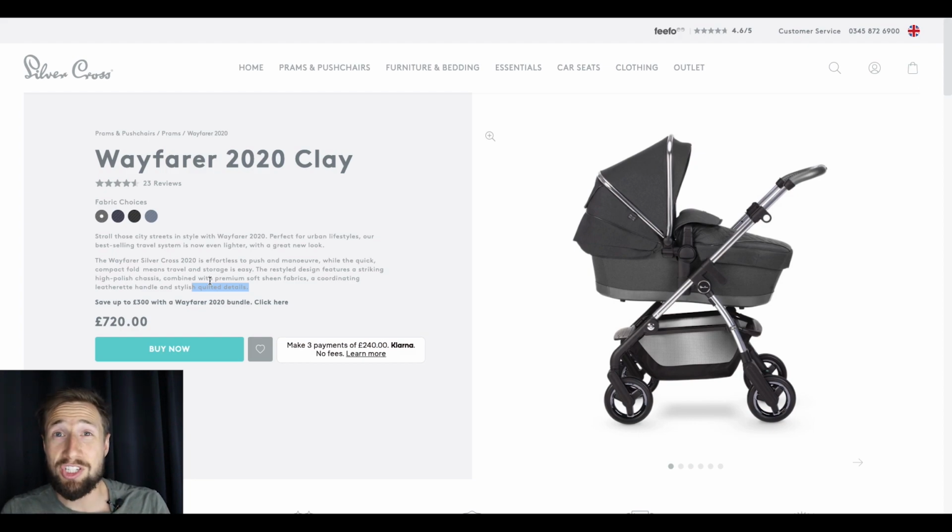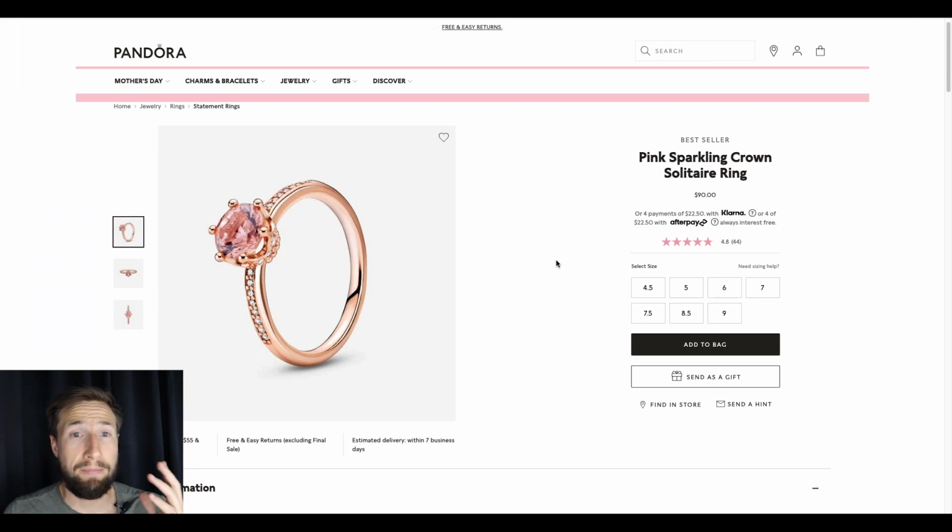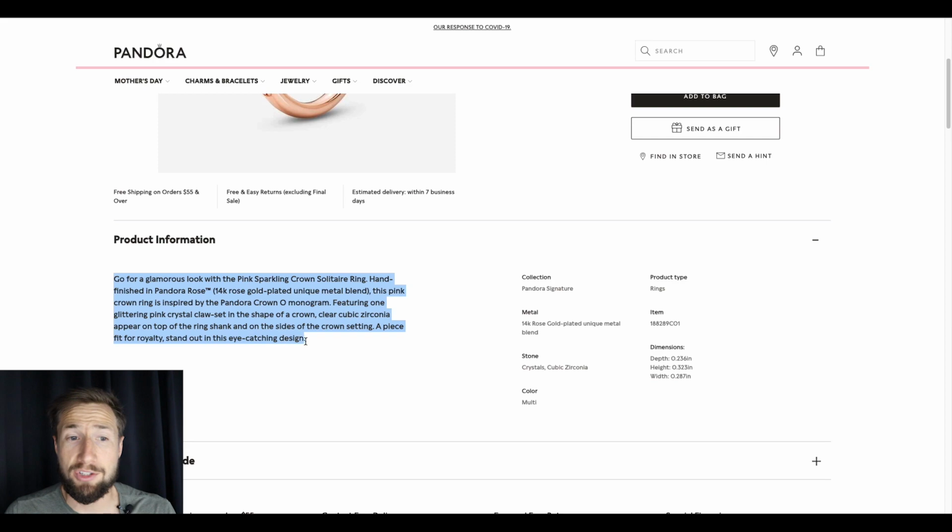Now, of course, it's just a product description. They're just describing the product, but they can only do so in this way because they know who they're selling to. The next example here is from Pandora. These guys are selling these rings here, and you can see from the product description here, it's also very small, very simple, just describes the product.